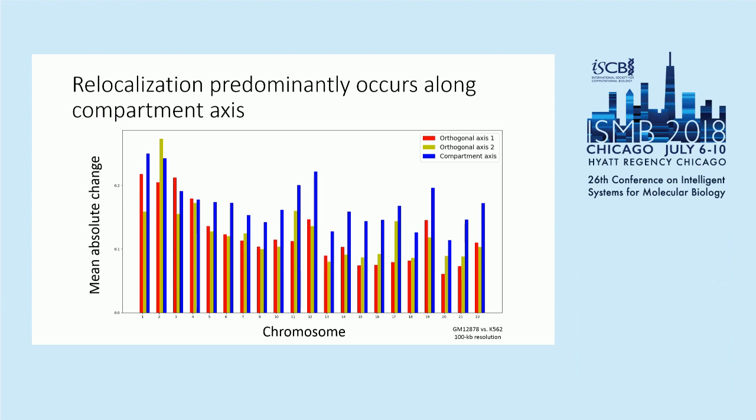So then I wanted to quantify how much of the relocalization within the nucleus between different cell types is occurring along this compartment axis. And I find that for most chromosomes, there is an enrichment of changes occurring along this axis. So what I'm measuring here is the average distance moved along each of these axes between the two cell types.